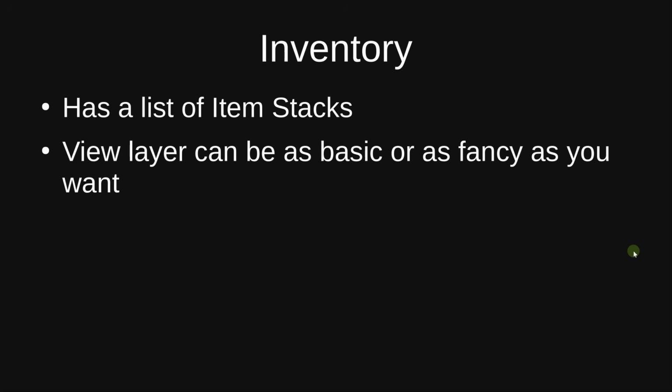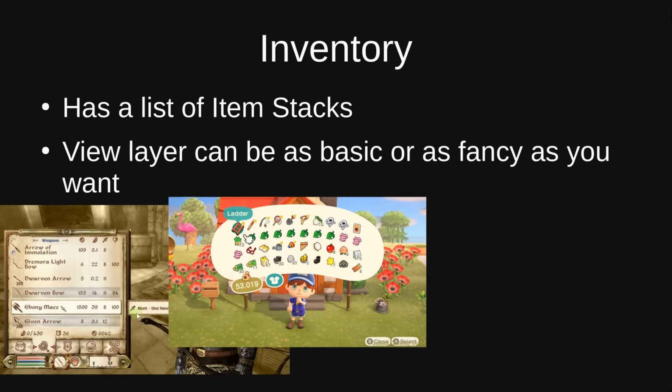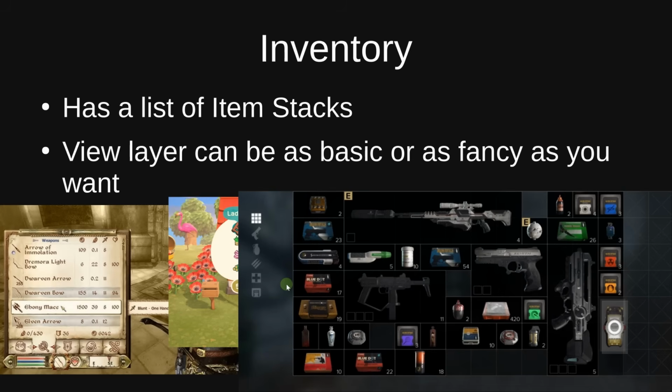And now you have to really distinguish between the view layer of an inventory and the inventory itself. So the view layer, how we see the inventory and how a player may see the inventory, can be as basic or as fancy as you want. For example, in the game Elder Scrolls Oblivion, the inventory is simply a list of items. In games such as Animal Crossing, it's a grid, and you have a lot of tiny little interactions to manage this grid. And you can find view layers such as this one.